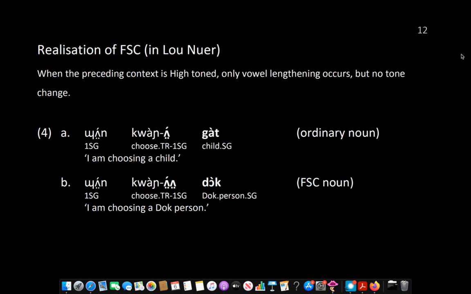Han kwanya gat. Han kwanya dog. Han kwanya gat. Han kwanya dog.